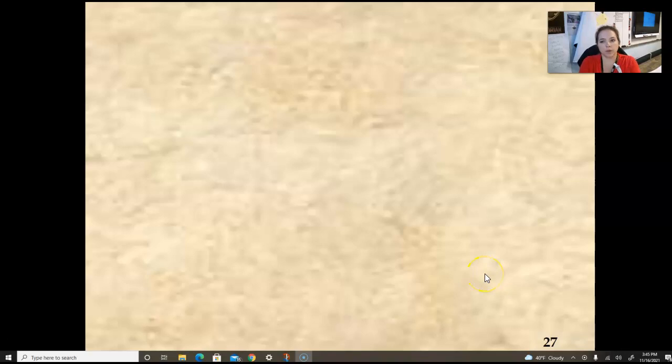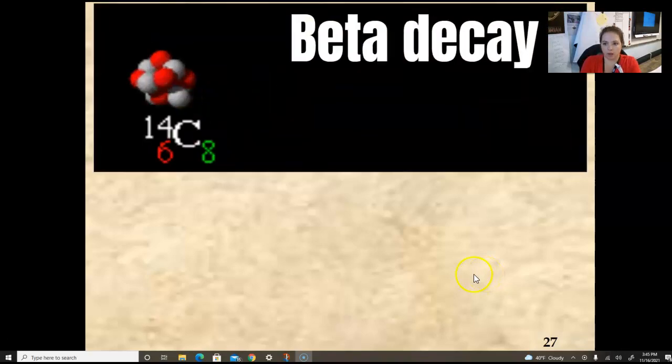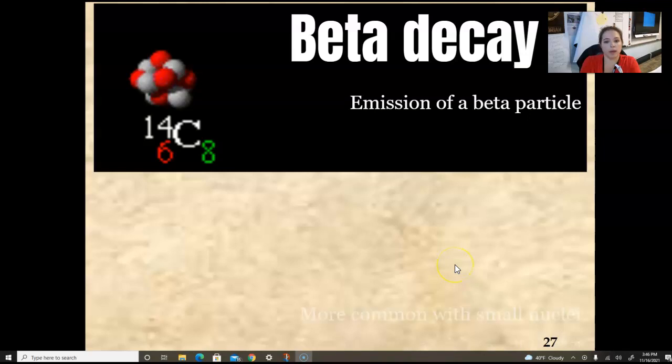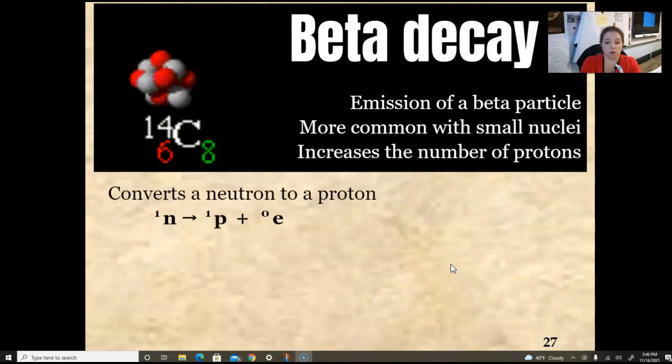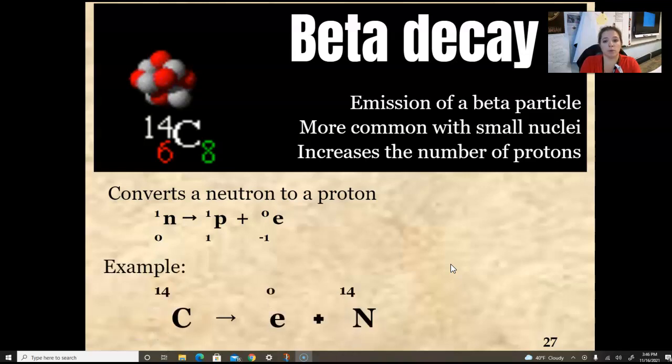All right, so we're going to go a little bit further and we're going to start looking at beta decay. Beta decay is the emission of a beta particle. This is more common with smaller nuclei. This increases the number of protons. What it is saying is there are too many neutrons. We've got to get a proton.